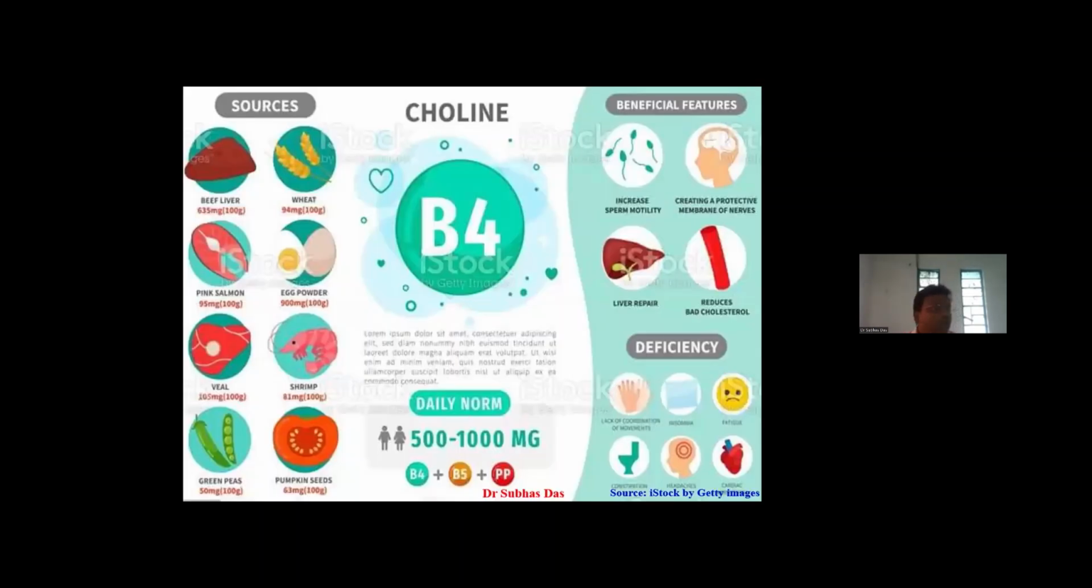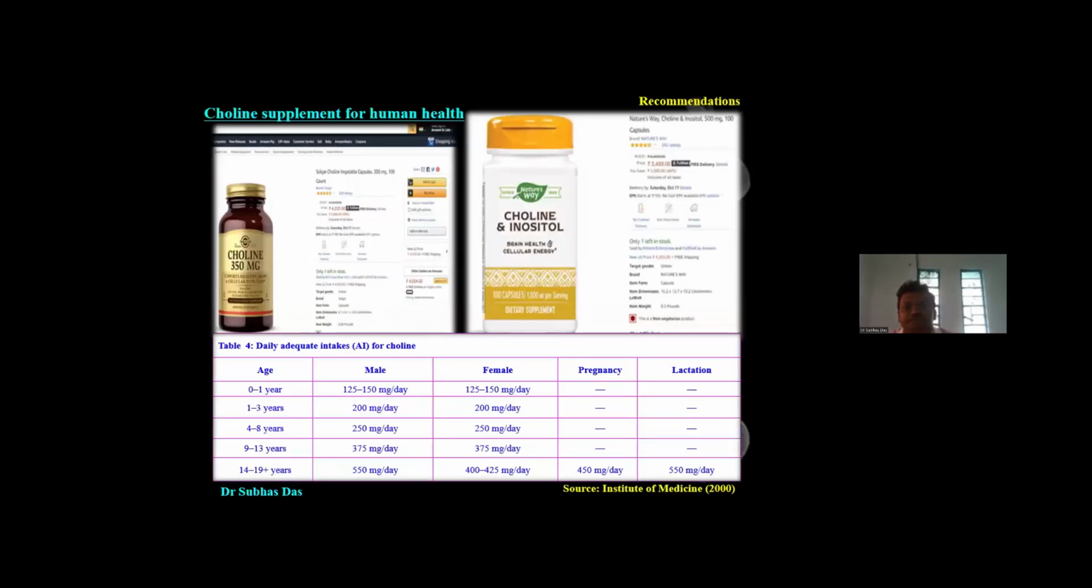Choline has been renamed as vitamin B4 since 2019. You can take B4, 500 to 1000 mg. And you can get it from Amazon; we Indians are getting it from Amazon. You can have choline and inositol from the internet or different sites also, and in a tabular form that I have shown you.